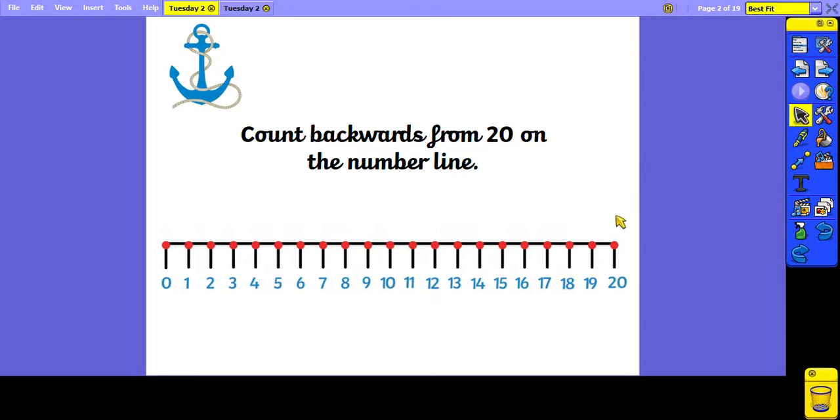So count with me: 20, 19, 18, 17, 16, 15, 14, 13, 12, 11, 10, 9, 8, 7, 6, 5, 4, 3, 2, 1, 0.